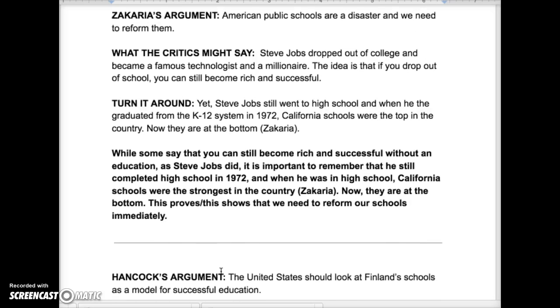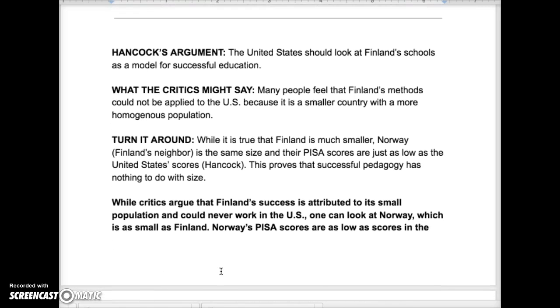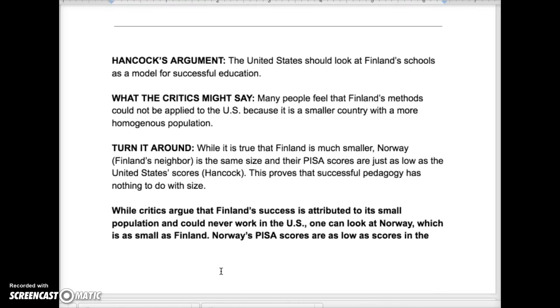Okay, let's look at another example from Hancock's article. So Hancock makes an argument that the United States should look at Finland's schools as a model for successful education. And we want to consider what the critics might say. They might say that many people feel that Finland's methods could not be applied to the US because it's a smaller country with a more homogeneous population. Okay, so there's the opposite side. Then I want to turn it around.